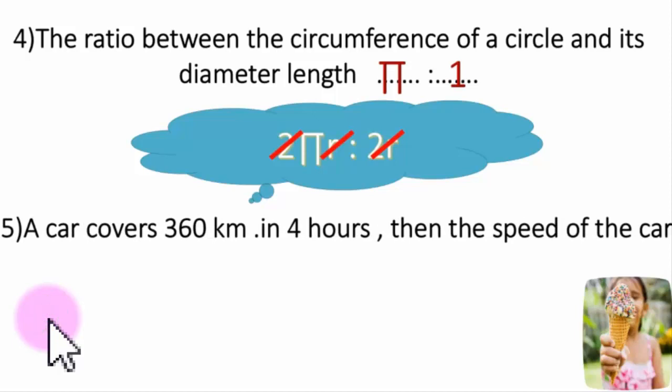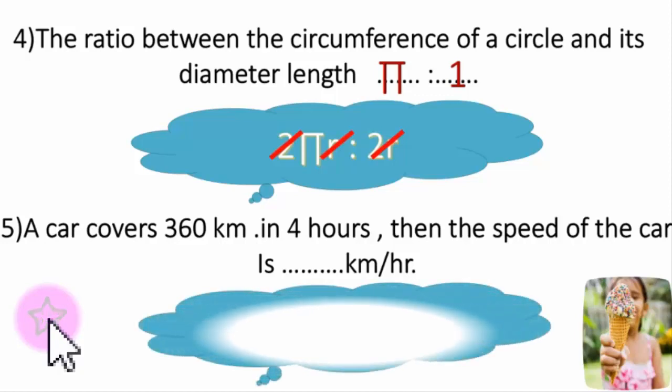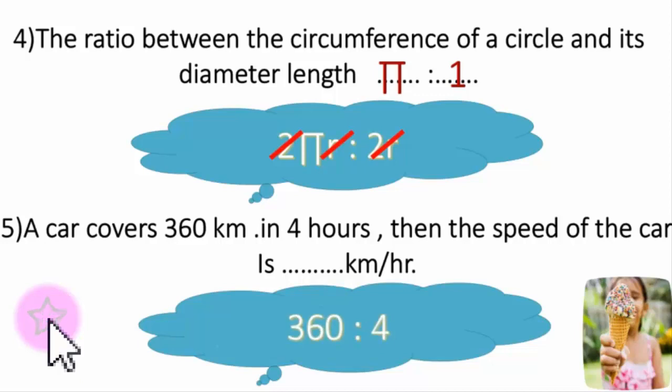A car covered 360 kilometers in 4 hours. Then the speed of the car is, find the rate. We will divide 360 by 4. 360 divided by 4 equals, well done, 90 kilometers per hour.